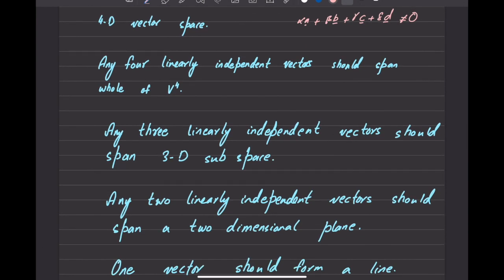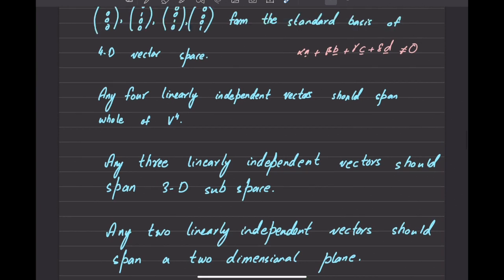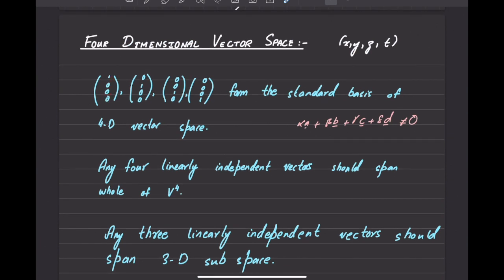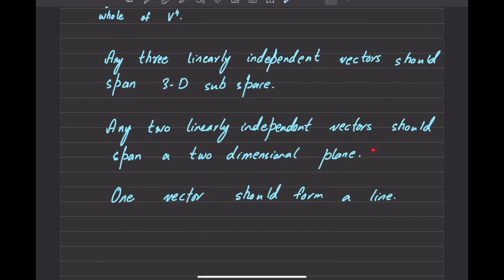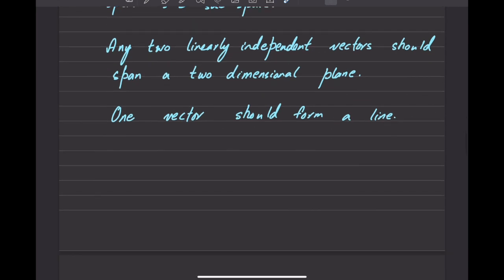But if you have three linearly independent vectors, how do you know it's a four-dimensional vector space? It should have four components. So in a 4D vector space, if you have three linearly independent vectors, that represents a three-dimensional subspace. If you have two linearly independent vectors, then in a four-dimensional vector space, you have only a plane being represented by these two vectors. Or if you have only one vector, then it should represent a line.